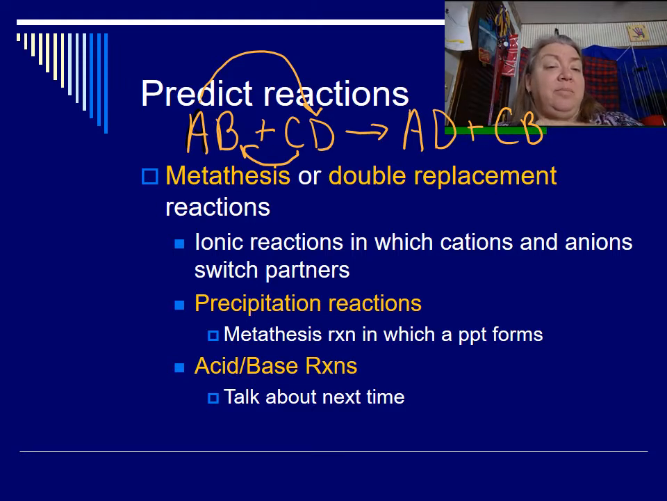With metathesis or double replacement reactions, there's two main types that we're going to be talking about. One of them is called precipitation reactions, and that's what we're going to focus on in this lecture. This is where one of your products is something that forms a solid. We're going to look at solubility rules and how to read a solubility table. There's also something called acid-base reactions, and that's covered in another video. So let's look at these precipitation reactions.